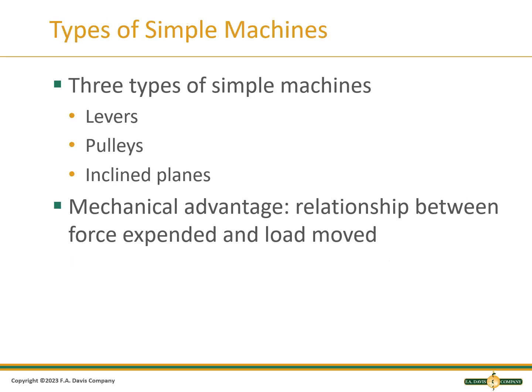Simple machines provide a mechanical advantage to decrease the force required to move a load, and we have three types of simple machines that we are probably all familiar with in one way or another. Our three simple machines are levers, pulleys, and inclined planes, which all provide a mechanical advantage.